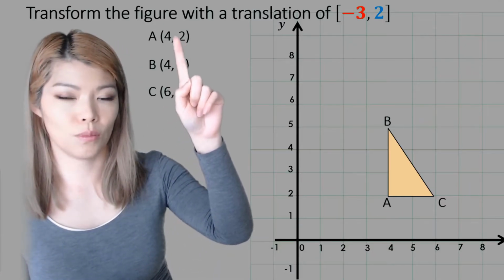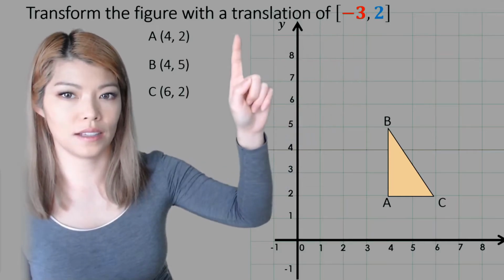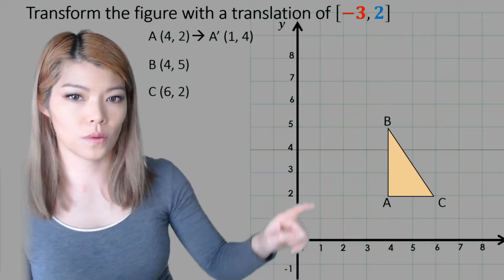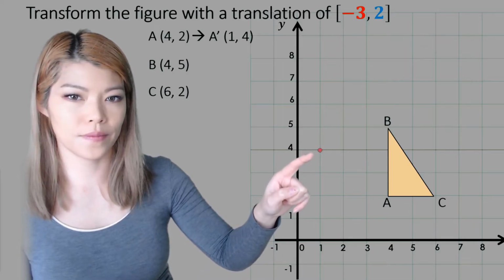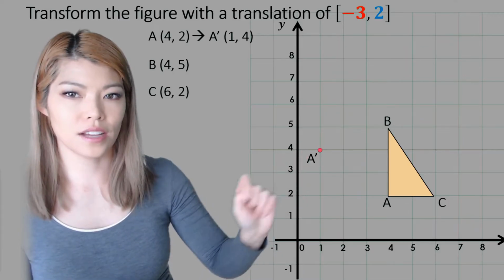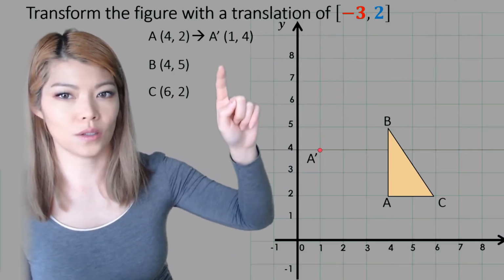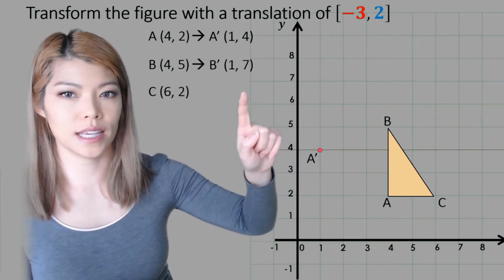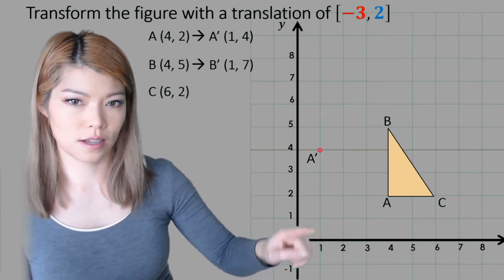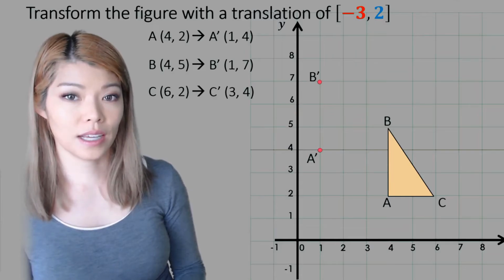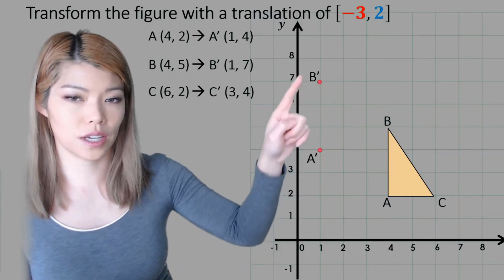So A will be 4 plus -3 is 1. 2 plus 2 is 4. So our new position is 1, 4. It's there. Label it as A dash. Then do B. 4 plus -3 is 1. 5 plus 2 is 7. So 1, 7 will be here. Label it as B dash. Important to label them so that you don't get confused.